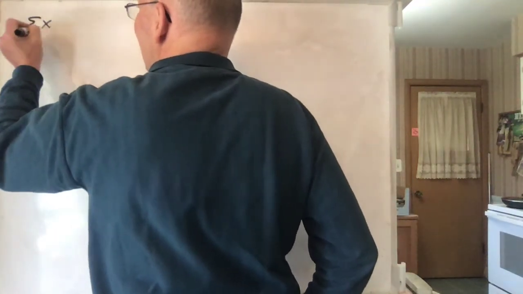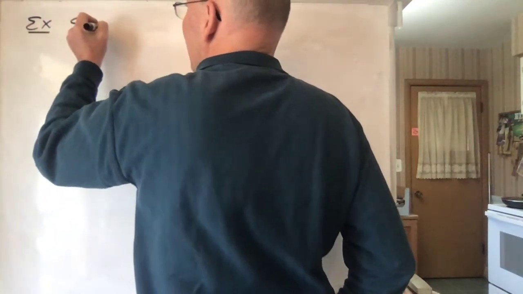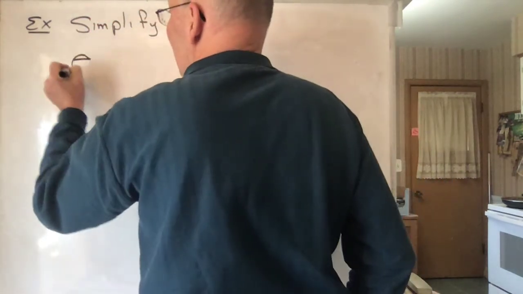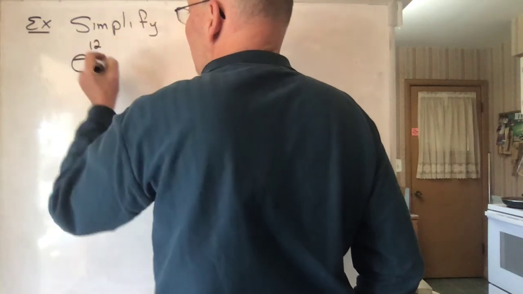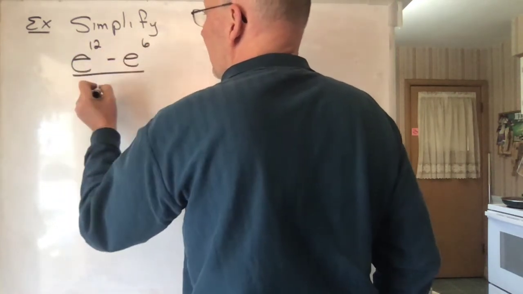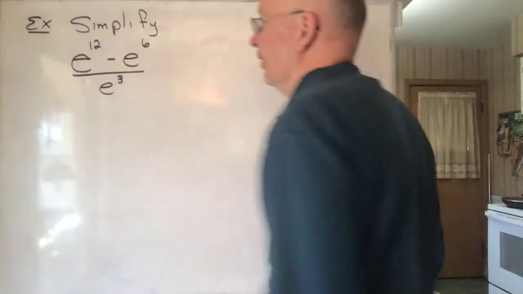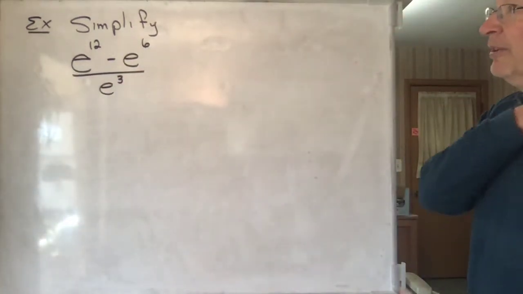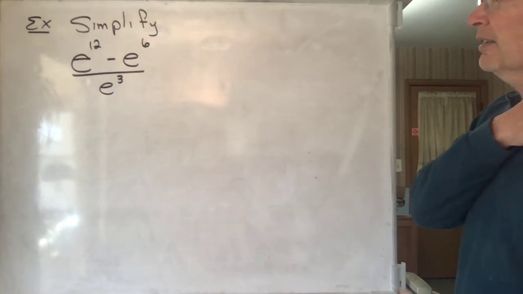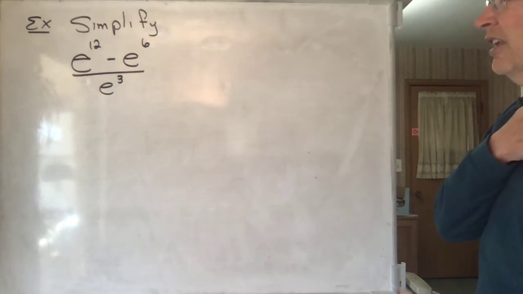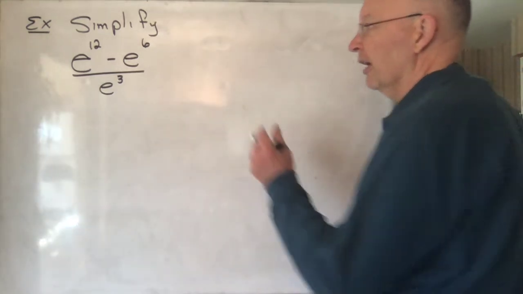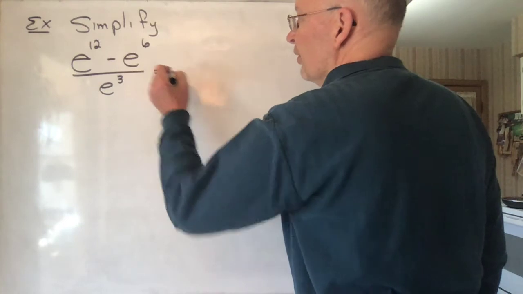Simplify e to the 12th minus e to the 6th divided by e cubed. Okay, how could that be simplified? Well, I like to give this problem just because it tests to see whether people understand the rules of exponents and logarithms or not. And so here's what you can do with this one.